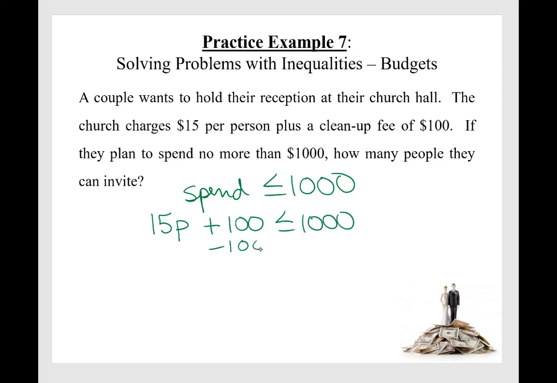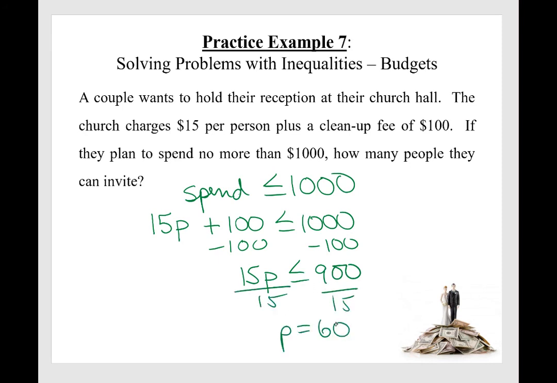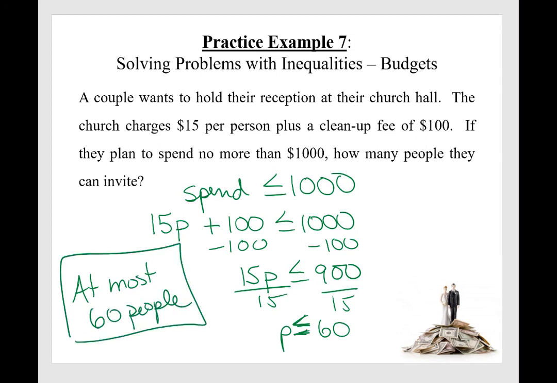Then I'm going to subtract 100 from both sides to get that variable term by itself. And then I'm going to divide both sides by 15. And I get P equals 60. Oh, whoops, not equals, less than or equal to 60. Sorry about that. So that means how many people can they invite? At most they can invite 60 people. Anything over that, they're going to go over their budget.